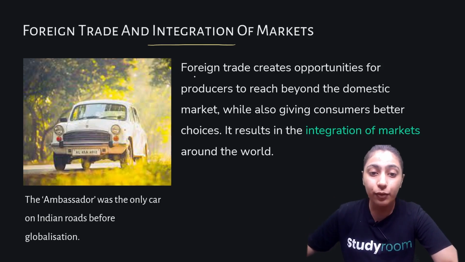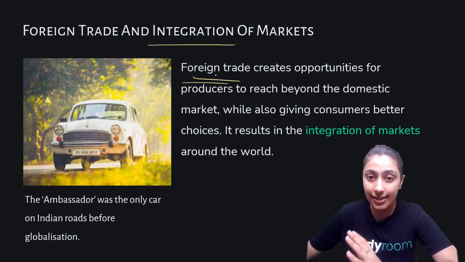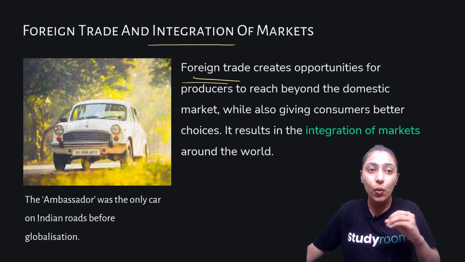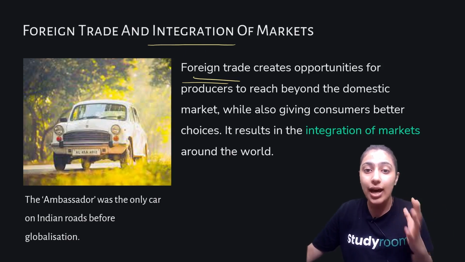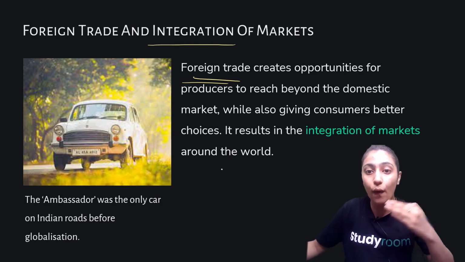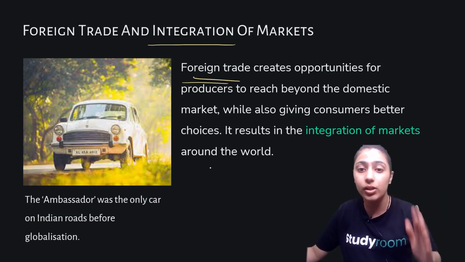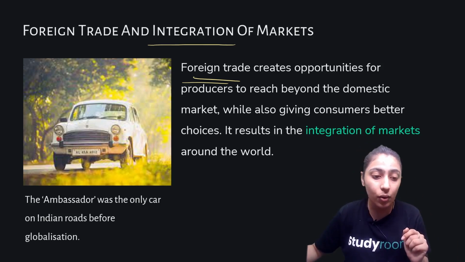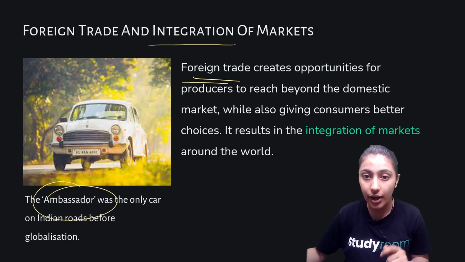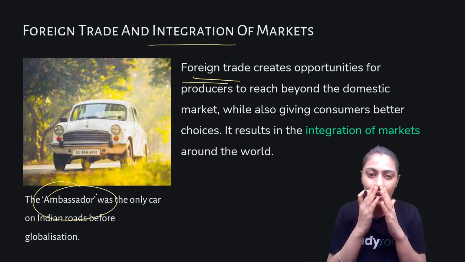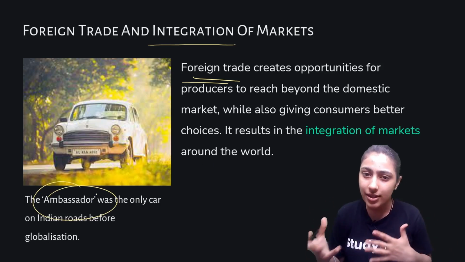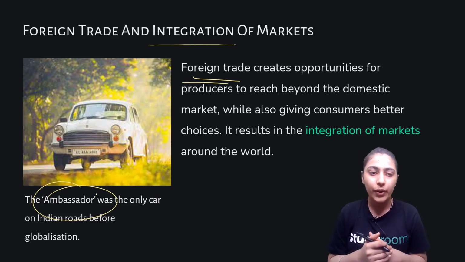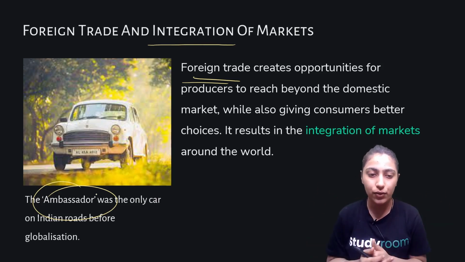What happened is, foreign trade and integration of markets means that earlier, production was happening only in India for Indian citizens. At that time, we could only see the Ambassador car. The Ambassador car is very famous. I think most of our parents drove this car in their generation.